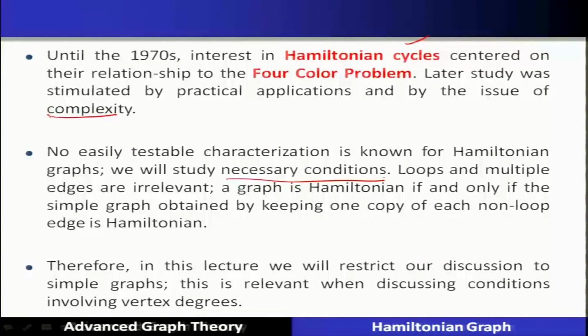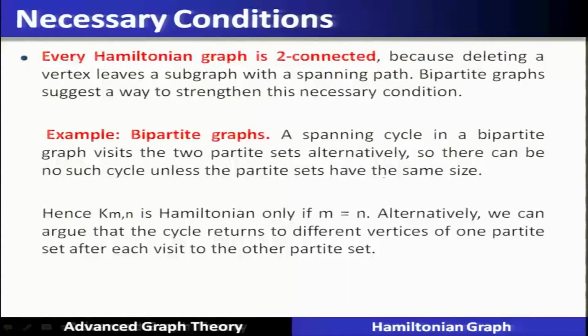Here loops and multiple edges are irrelevant. A graph is Hamiltonian if and only if the simple graph obtained by keeping one copy of each non-loop edge is Hamiltonian. Therefore, in this lecture we will restrict our discussion to simple graphs only. This is relevant when discussing the conditions involving the vertex degrees. Necessary condition for a Hamiltonian graph.